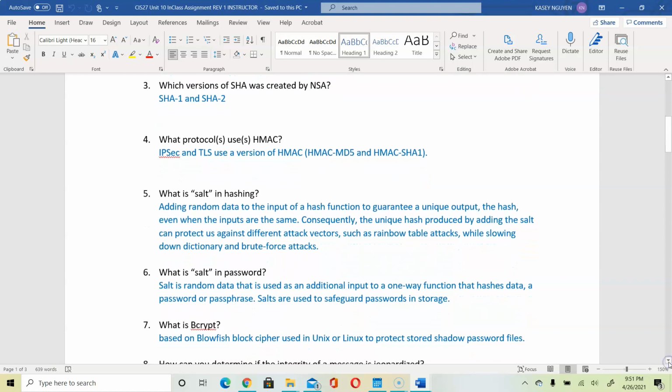Question 7 asks us, what is bcrypt? And bcrypt is based on blowfish block cipher. As we mentioned before, in ciphering or encryption, we can cipher in stream or in block or chunks. So when we cipher in block, we can use the blowfish algorithm, which is the derivative of your bcrypt. And bcrypt is used in Linux or Unix system to protect your shadow password files.